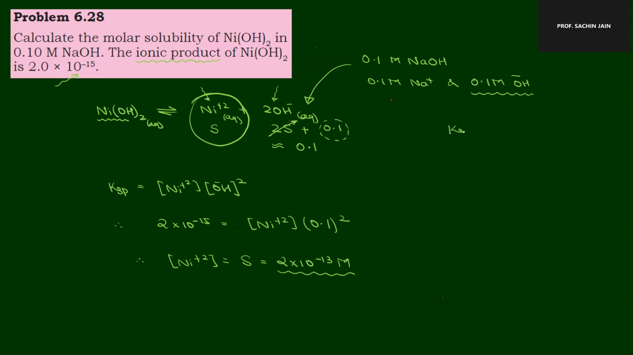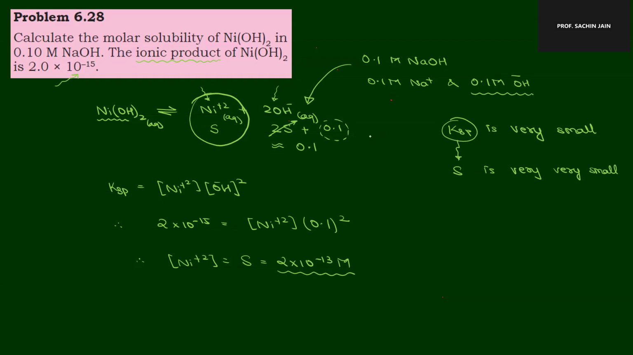Because the KSP, if you see, is 10 power minus 15. It's a very, very small value. What is KSP? The solubility product. So the solubility that comes from it is also going to be very, very small. And if it is very, very small, then the value is 10 power minus 13, and 0.1 is a very big value in front of it.